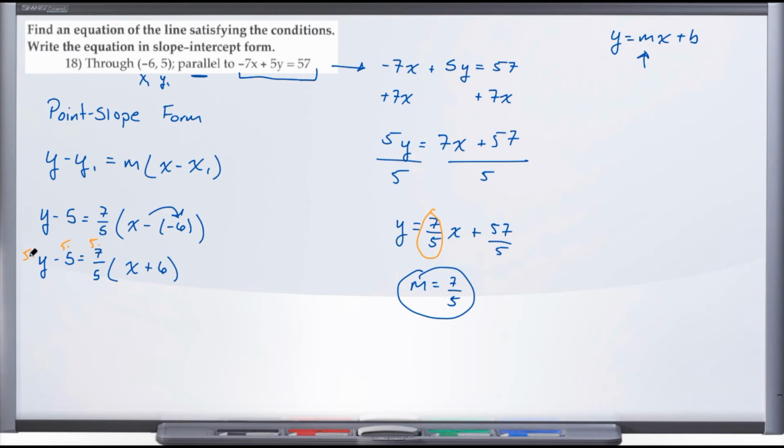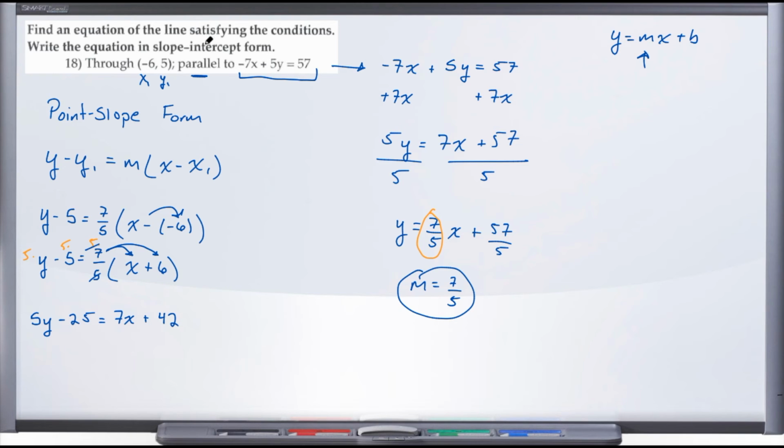When we do that, we get 5 times y, which gives us 5y. We get 5 times negative 5, which is going to give us a negative 25. The whole reason for doing this is to clear this fraction out, so the 5's cancel, and we're left with 7. When we distribute this 7 through, we get 7 times x, which gives us 7x, and then 7 times 6, which gives us a positive 42.